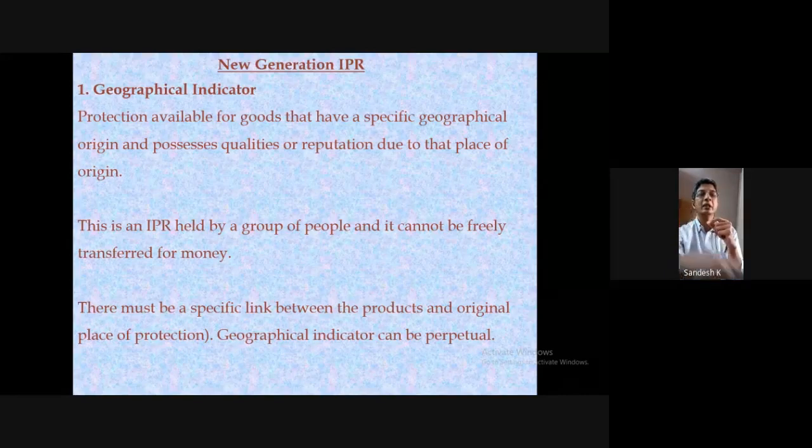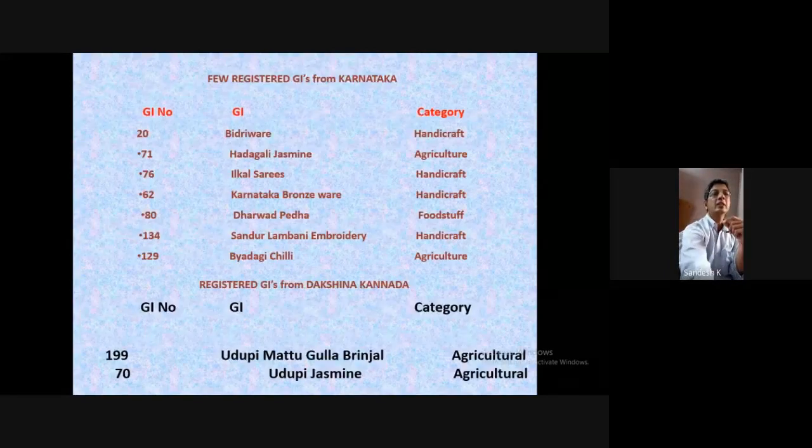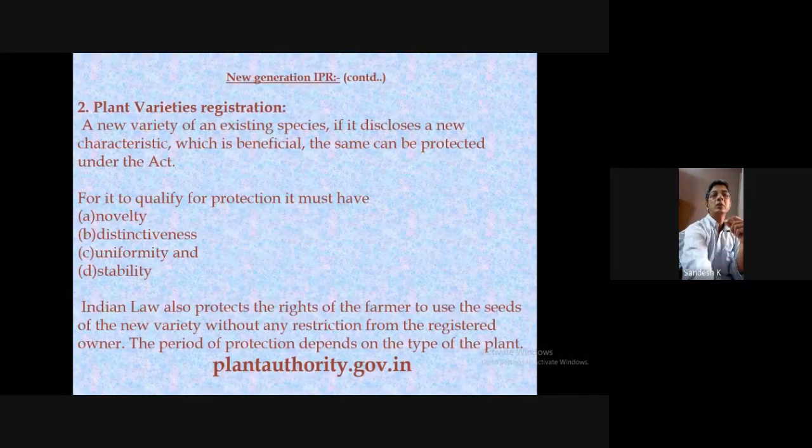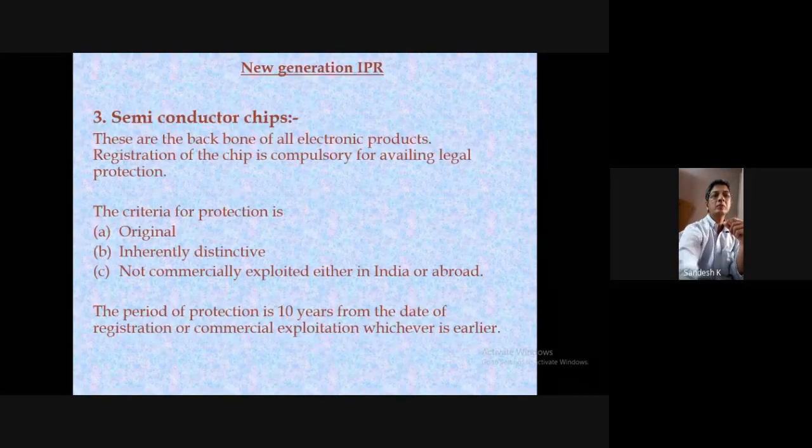Yeah, next slide, please. There are certain plant varieties. Yeah, next. Okay, yeah, plant authority. This may not be so important. Plant varieties also come under the intellectual property rights. Yeah, next slide, please. Semiconductor chips.